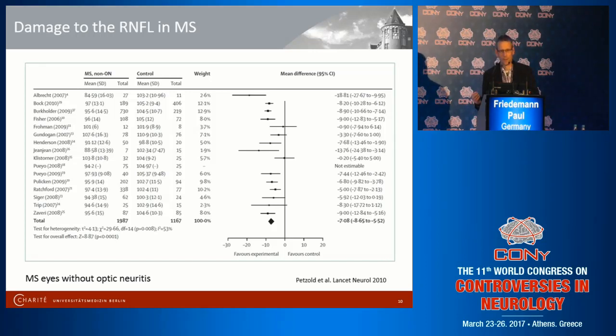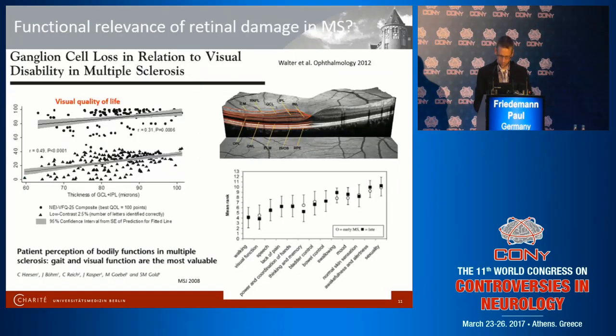But this cartoon clearly shows that MS eyes without prior optic neuritis also show thinning of the retinal nerve fiber layer. And this could probably reflect the underlying progressive neurodegeneration which we see in brain atrophy measurements, but which we also see in retinal thinning.